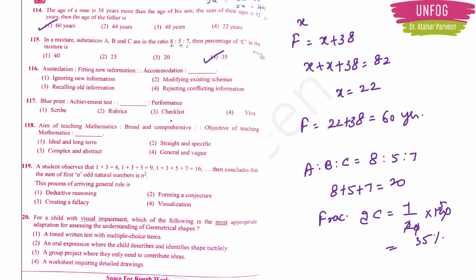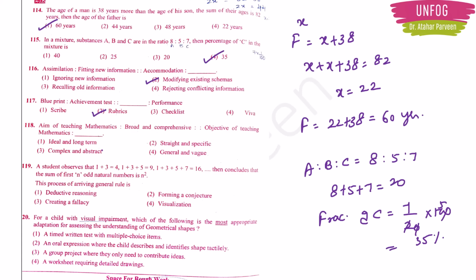Next, now pedagogy questions. Assimilation is to fitting new information. Then accommodation is to. So accommodation should be modifying existing schemas. Right? Accommodation means it is something positive, right? So option 2 should be the correct answer. Blueprint is achievement test. Then what is for performance? For performance it is rubrics.